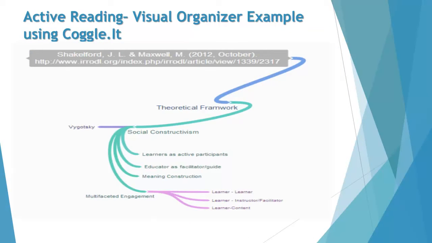Now the next slide here is actually a visual organizer using a program called Coggle.it. COGGLE.IT is the web address. And what I did was create a brief map, or concept map, of an organization for visual appeal to me of what I had just summarized on the previous slide. And here you can see I have theoretical framework with a branch off of it, noting that the theoretical framework in this article was social constructivism, and that Vygotsky was a leading author that was cited. And then I have several components of social constructivism listed and subcomponents of one of those, multifaceted engagement.